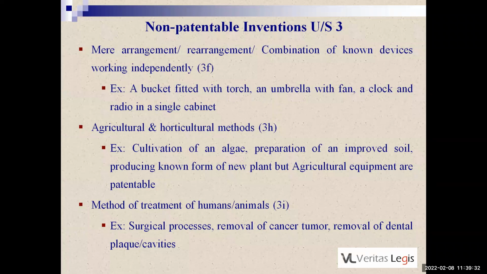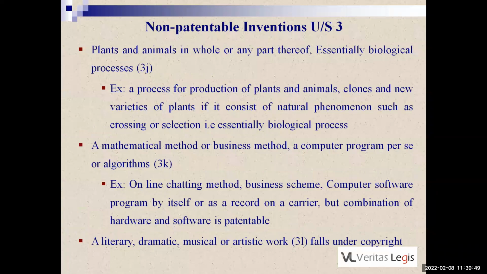Then in section 3(i), which is most important, is the method of treatment. In India, any method related to the treatment of humans or animals is not patentable. Any surgical processes, removal of cancer, tumor removal, nothing is patentable. Next, plants and animals are not patentable as a whole, as any biological material which is processed is not patentable. Next is the mathematical model.